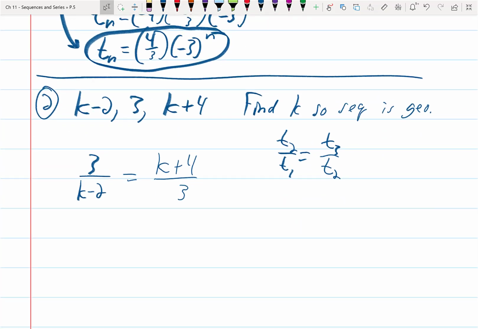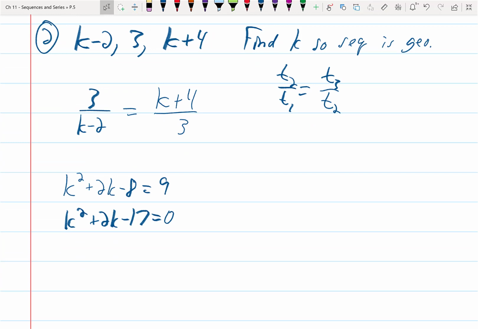Now this is a solve. And like before, I cannot guarantee that this will factor. That should be okay with you by this point. k squared plus 2k minus 8 is equal to 9. Or k squared plus 2k minus 17 is equal to 0. This clearly does not factor. So you have a choice of completing the square or quadratic formula. I'm going to complete the square because you said quadratic formula.